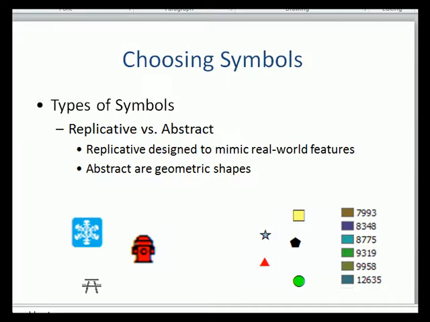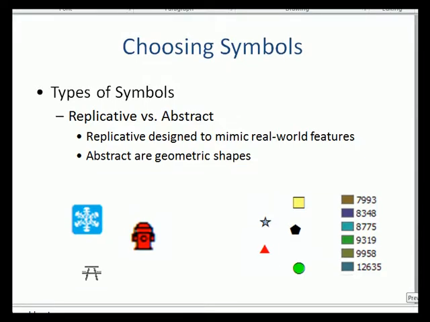Here's a couple examples of symbols. They can be replicative or abstract. The first is designed to mimic real-world features. You can see a snowflake or a fire hydrant or a picnic bench. The others are abstract geometric shapes. Say we use squares to represent parks and circles to represent cities, something like that. And you've got a legend that tells you what they stand for.